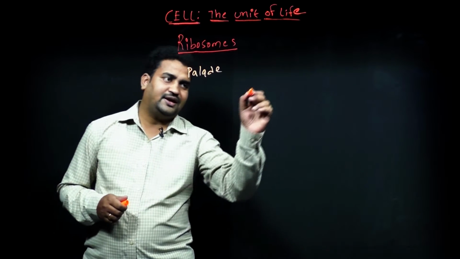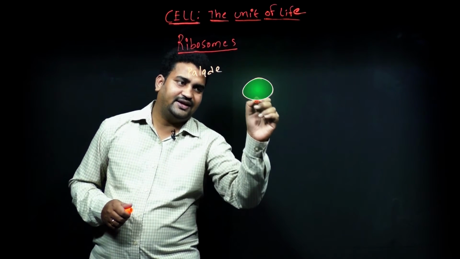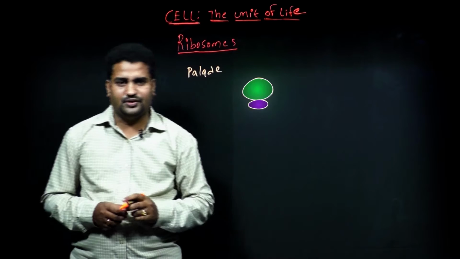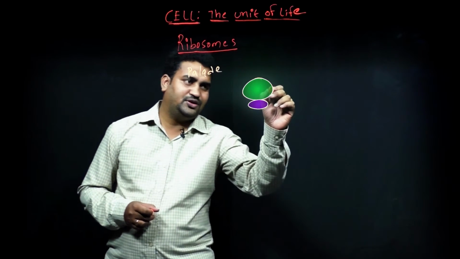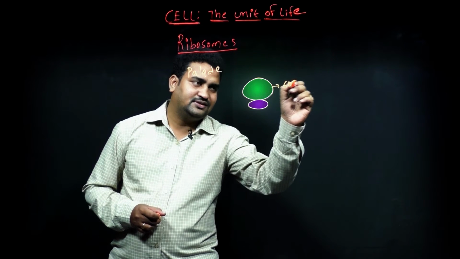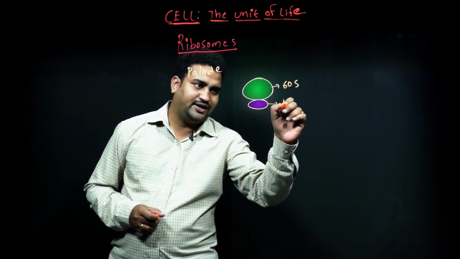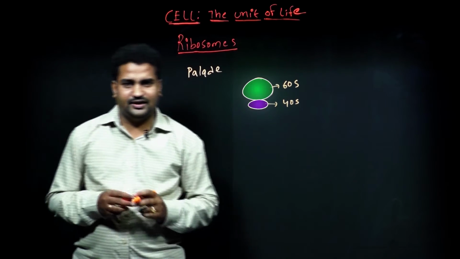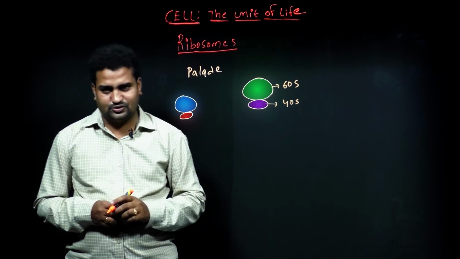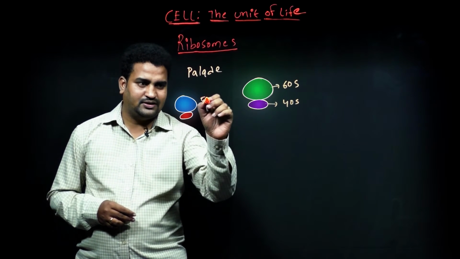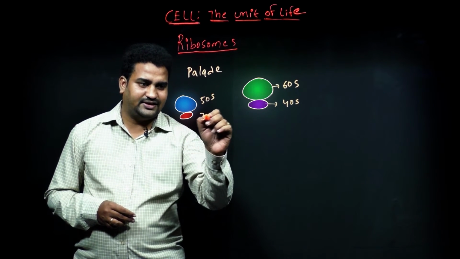Eukaryotic organisms contain 80S ribosomes. The subunits are the larger one, 60S, and the smaller one, 40S. And prokaryotic organisms contain 70S ribosomes. The subunits are 50S and 30S.